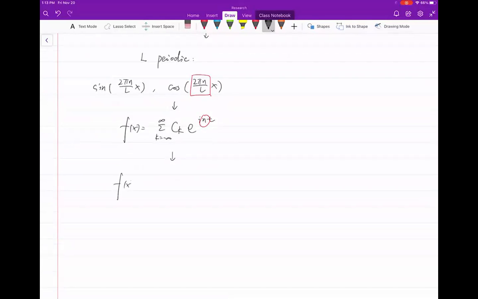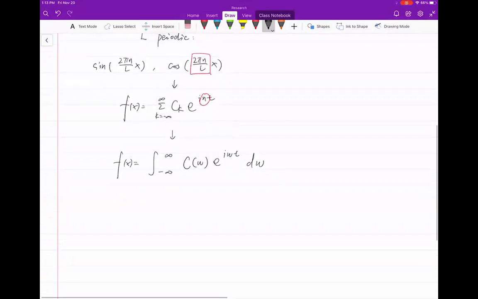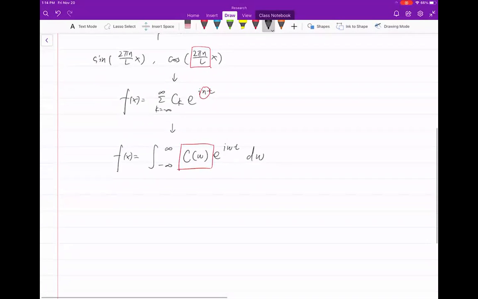So finally, we have a Fourier decomposition. That is f(x) roughly going to be the integral of c, but it's not k anymore, it's going to be c(omega) times e to the i omega t d omega, because your omega doesn't have to be an integer anymore. It can be any continuous thing. This c(omega) here will be the coefficients, and we call this one the Fourier transform of the original function.